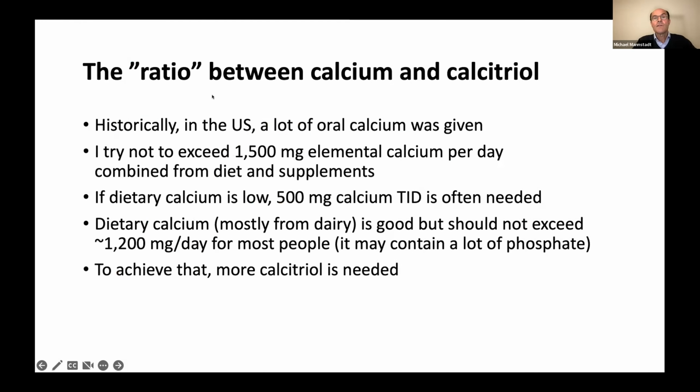All right, and so now let's talk about the quote-unquote ratio between calcium and calcitriol. Remember, our first case was on 3.78 grams, so 3,780 milligrams of calcium, and only 0.25 of calcitriol. So this is a ratio that's way too much in favor of the calcium. And historically, in the United States, a lot of oral calcium was given to patients with hypoparathyroidism. I was at a conference in Europe virtually two weeks ago, and people there said, oh yeah, you in the States, you give too much calcium, right?